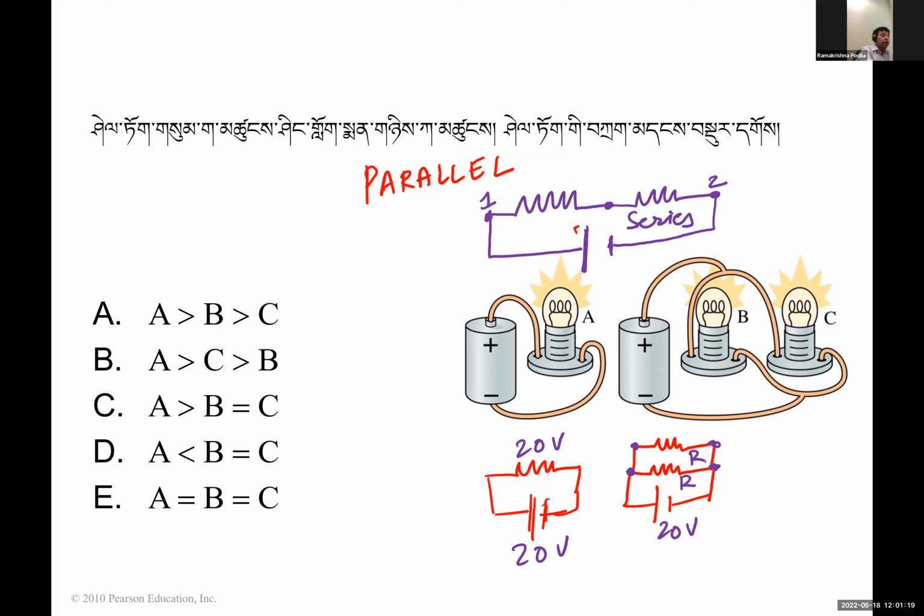No, that is here. In series, each is 10 volts because they're connected to each other. Here, irrespective of whether the other resistor is connected or not, here if I cut this resistor off, the other resistor won't be connected to the battery. But here, if I cut this resistor off, still the other resistor is still connected to the battery. So in parallel circuit, both would have 20 volts.